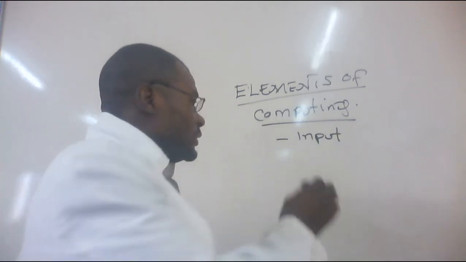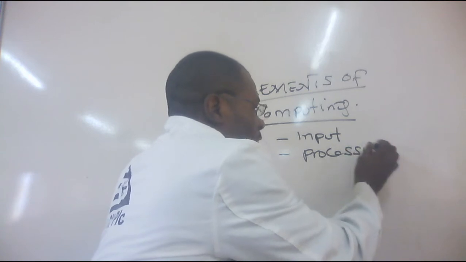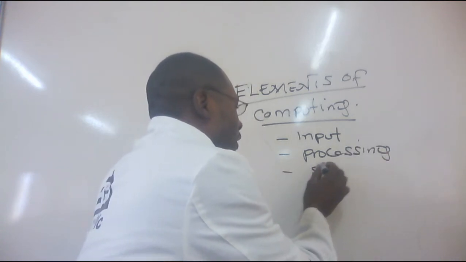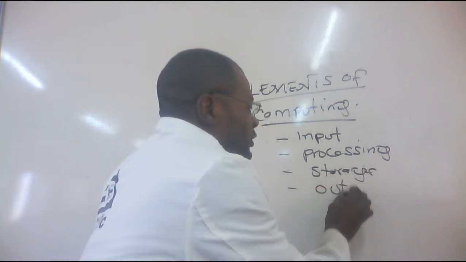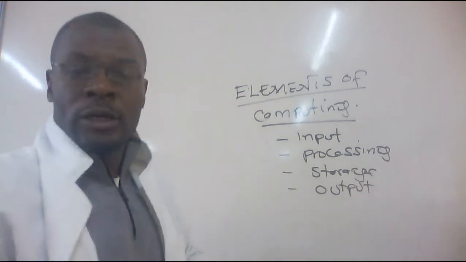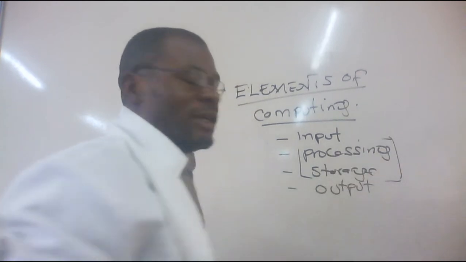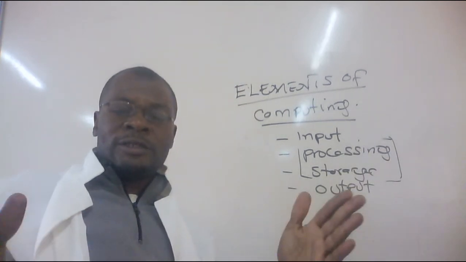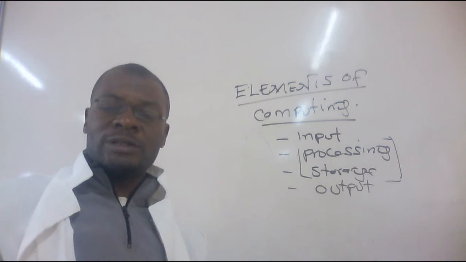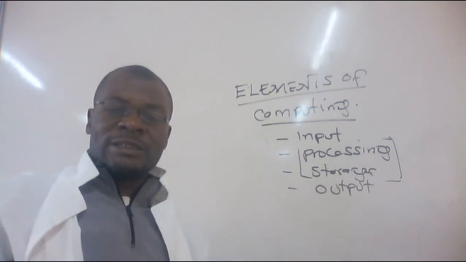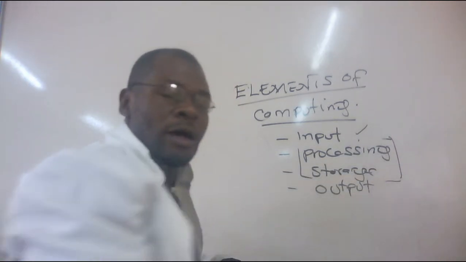There are input elements, there are processing elements, there are storage elements, and there are output elements. So, mostly these two are married together because they are found inside the CPU. And when referring to the elements of computing at junior secondary school, we say the three computing stages. So I would say input, processing, storage, and output.